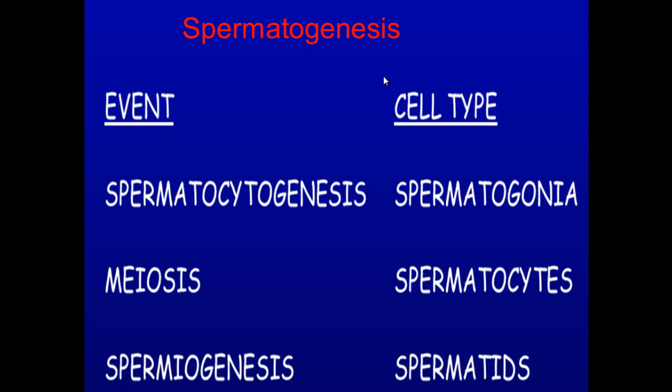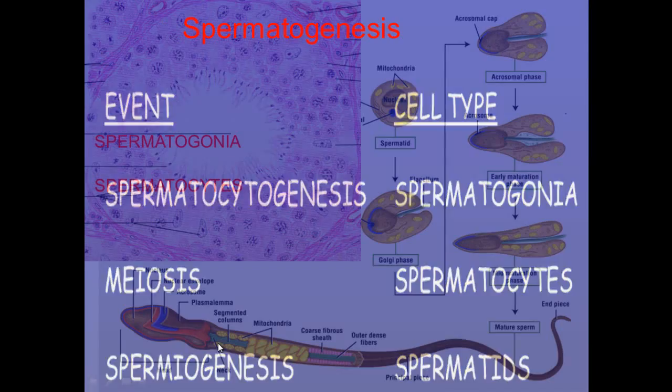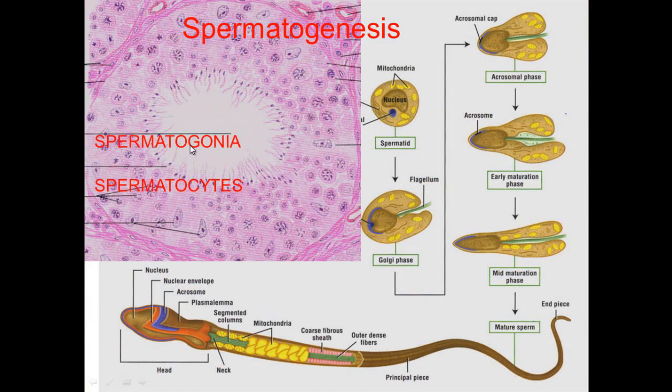Now there are three types of germ cells. You've got the spermatogonia, spermatocytes, and spermatids, and these divide spermatogenesis into three major events: the mitotic activity or spermatocytogenesis, meiosis, and spermiogenesis. Those are the three things. So we have spermatogonia dividing by mitosis, spermatocytes dividing by meiosis to make different individuals, and then you have differentiation of the round cell to one that looks like a sperm.